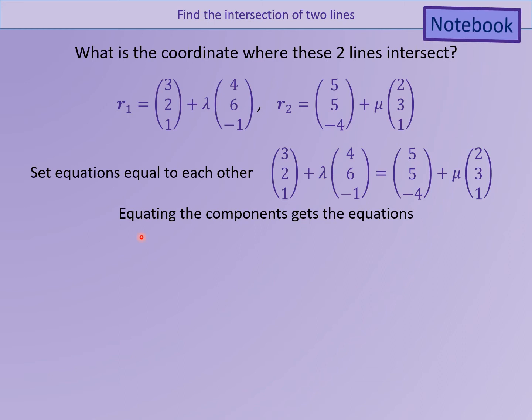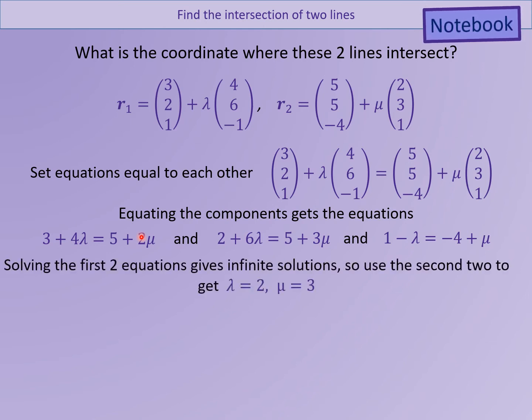So we will get from the first line, the x component, 3 plus 4 lambda equals 5 plus 2 mu. For the middle line, we get 2 plus 6 lambda equals 5 plus 3 mu. And then for the bottom line, the z component, we get 1 minus lambda equals -4 plus mu. So we're going to need to take 2 of those to start with. So we're going to take the first 2 equations.